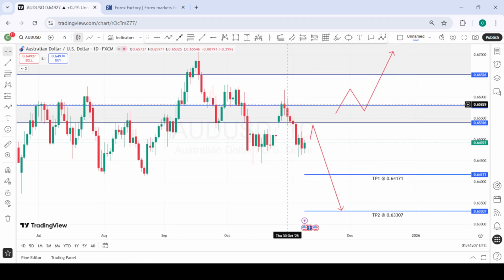This can only be violated if this daily structural high gets cleared, or this zone gets cleared and we break above and come for a retest to the upside.